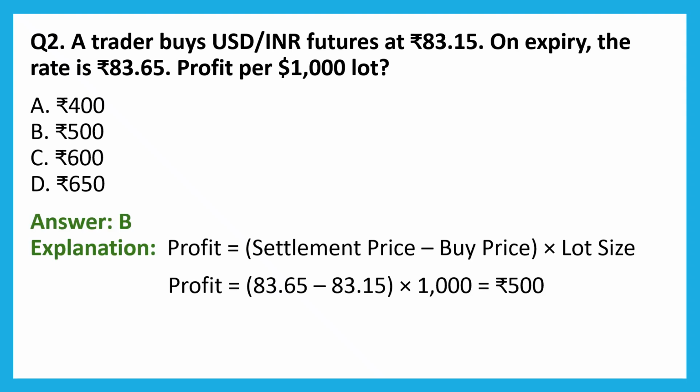Profit equal to settlement price minus buy price into lot size. Here settlement price is 83.65 minus buy price is 83.15 into 1000 equal to 500 rupees is the profit.